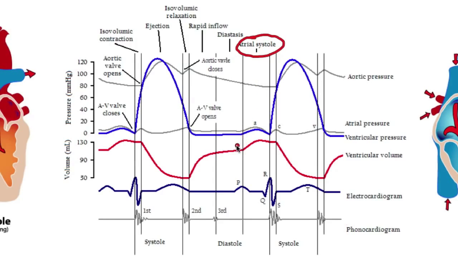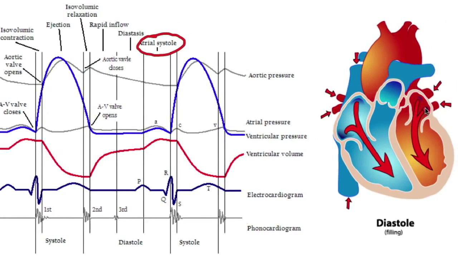What that is going to do is push the last bit of blood from the atria, which is this part over here. Let's show it with the blue pointer. From the atria into the ventricle. So we're going from the left atrium to the left ventricle when that contracts.